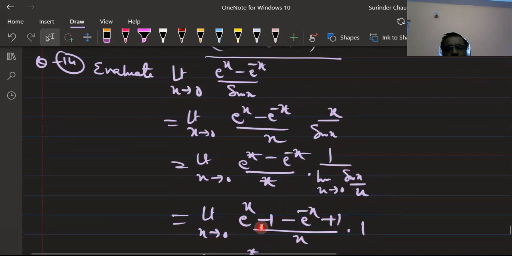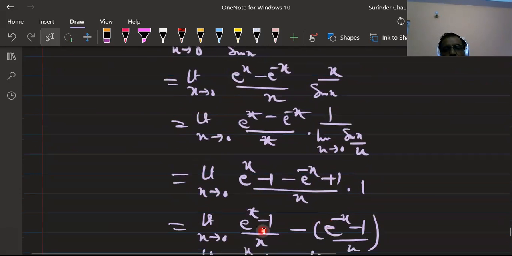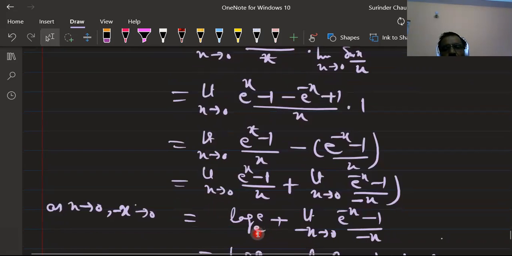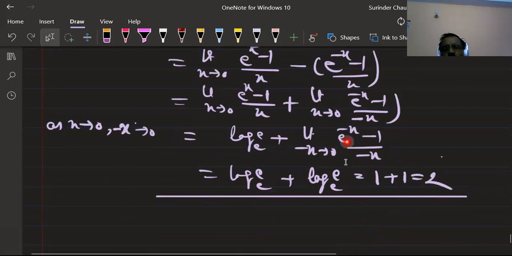So adding 1, subtracting 1, separating the terms, and converting into (e to the power 2x minus 1) upon x minus the limit of (e to the power minus 2x minus 1) upon x. Limit x tends to 0 of (e to the power 2x minus 1) upon x is equal to log of e to the base e. Limit x tends to 0 of (e to the power minus 2x minus 1) upon minus x, also as x tends to 0, minus x also tends to 0. So this is log of e times 1 plus 1, so we can answer. Thank you very much.